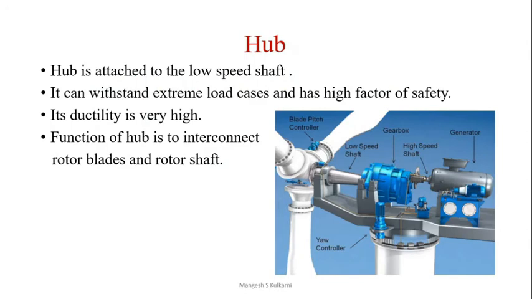The second component of wind power plant is the hub. Blades are mounted on the hub. The hub has the necessary strength and rigidity required for mounting the blades. The hub is attached to the low speed shaft, which is further connected to the gearbox. It can withstand extreme load cases with a high factor of safety. Its ductility is very high. The hub consists of 3 pitch bearings and 3 pitch drives. The function of the hub is to interconnect the rotor blades and the rotor shaft.